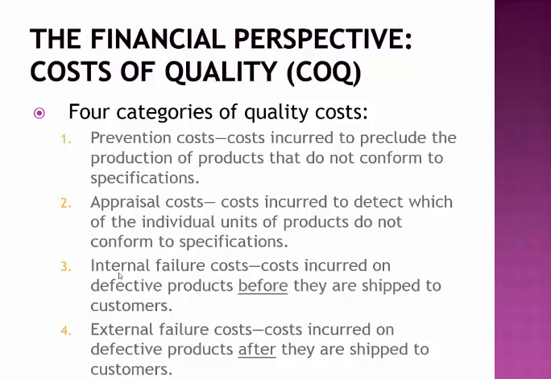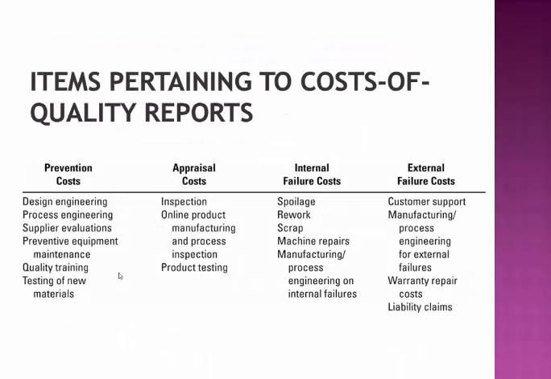But we may also have manufacturing or process engineering for external failures. We also know that we have warranty repair costs and possibly even liability claims depending on the type of product or service that we have actually provided. We could have stuff go really, really wrong that cost us a lot due to lawsuits and bad PR. Here are the examples that I just kind of talked through lightly.